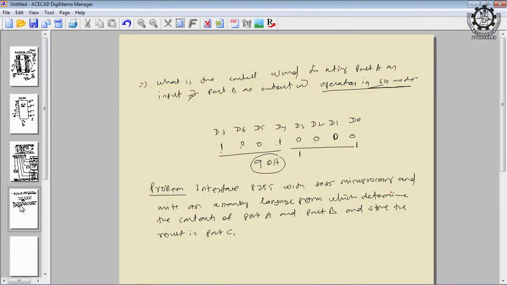So, okay. This is the problem given. Assume that 8255 is interfaced with an 8085 microprocessor, and write an assembly language program, with few instructions, which determines the addition of the contents of port A and port B and stores the result in port C.